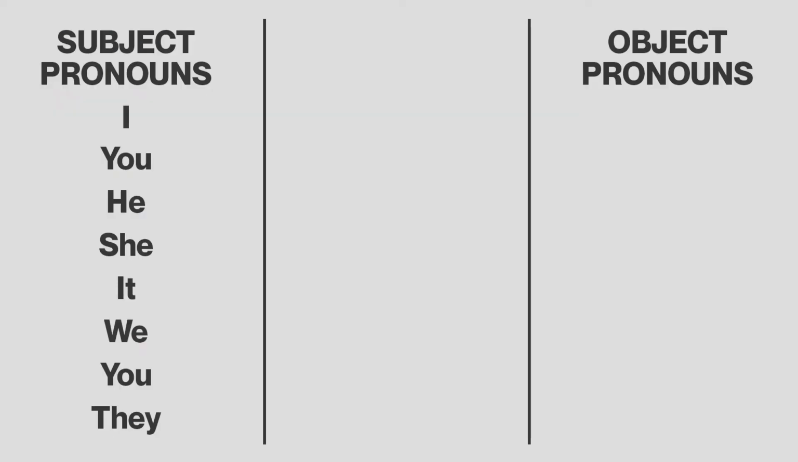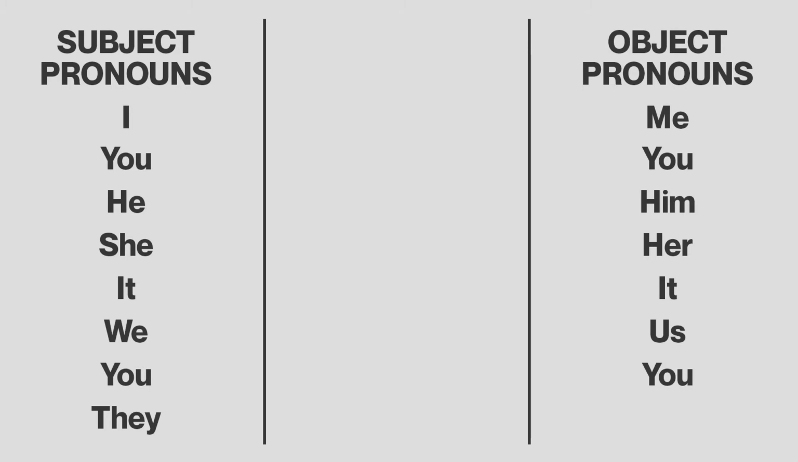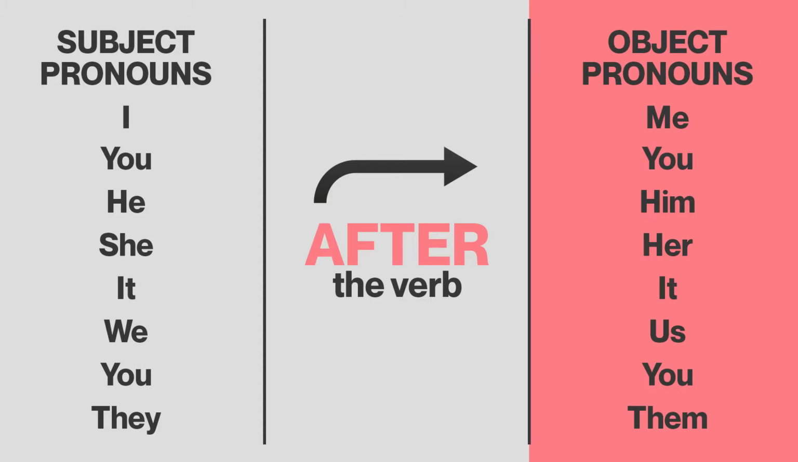Object pronouns. The object pronoun for I is me. For you continues being the same, you. For he is him. For she is her. For it remains the same, it. For we is us. For you continues being you. And for they is them. Object pronouns appear after the verb in the object position. So, subject pronouns appear in the subject position and object pronouns appear in the object position.